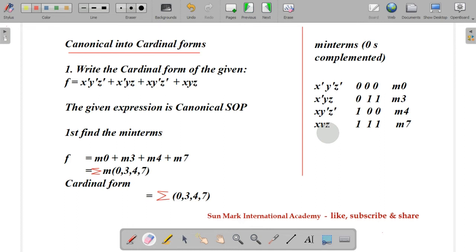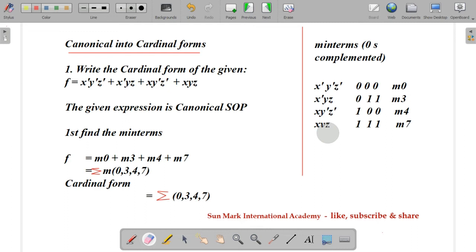Next is canonical to cardinal forms, that is the conversion of canonical form of an expression into cardinal form. Canonical form of an expression means the Boolean expression is written in terms of all the variables. Cardinal form means it is written in terms of numbers. Numbers means the designation number, or the decimal number corresponding to the min term or max term. So the first one: write the cardinal form of the given expression.